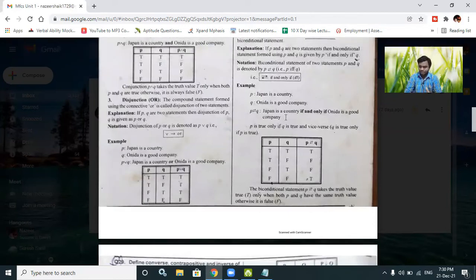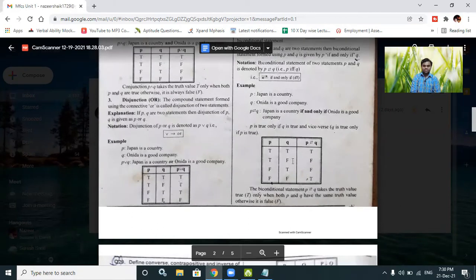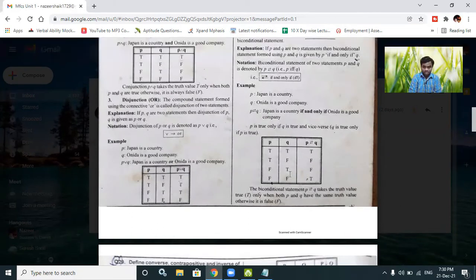The statement would be: Japan is a country if and only if Wanda is a good company. Here, if both values are true, the answer will be true. If both values are false, the answer would be true. So we have to understand that if both P and Q are the same, the answer would be true. Otherwise, when either one is not the same as the other, it gives a false value.